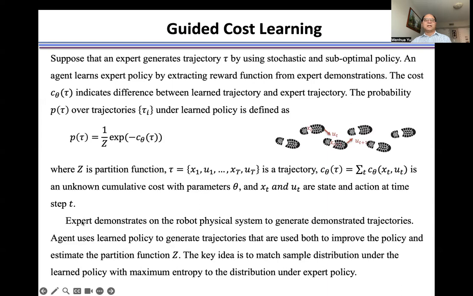Suppose the expert runs a real robot system to generate the demonstrated trajectories, and the agent uses the learned policy to generate a trajectory on the robot system that is used to improve the policy and estimate the partition function. The idea is to match the sample distribution under the learned policy with the maximum entropy to the distribution under the expert policy.